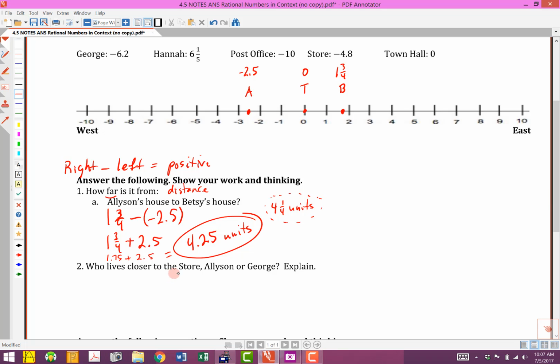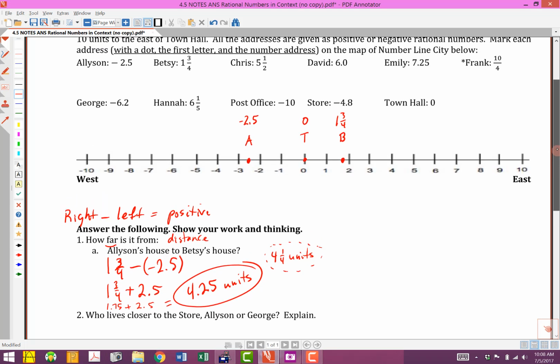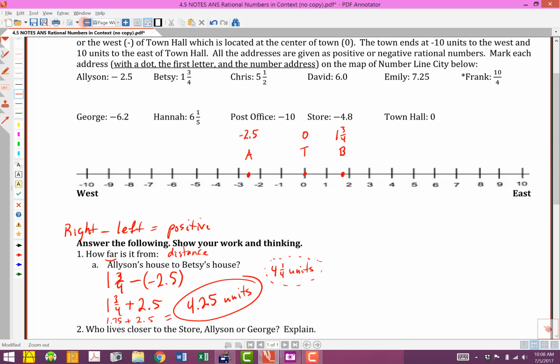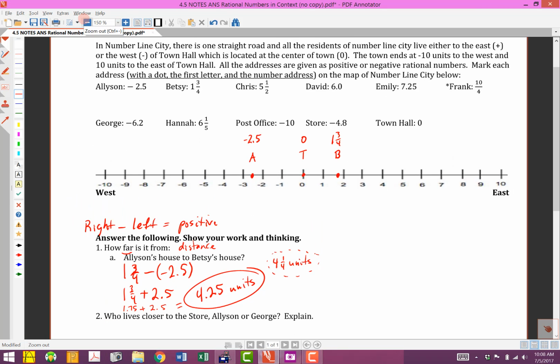Okay, then it says who lives closer to the store, Allison or George? So we've got a couple other people we need to graph on here. I'm going to make this just a little bit smaller so we can fit them on here. So we need George. George is at negative 6.2. So that would be in between negative 6 and negative 7, a little bit closer to 6 than 7. We're going to put a G for George, and his address is negative 6.2.